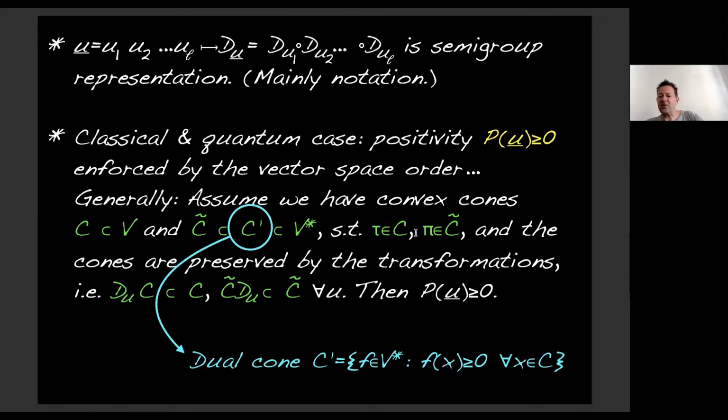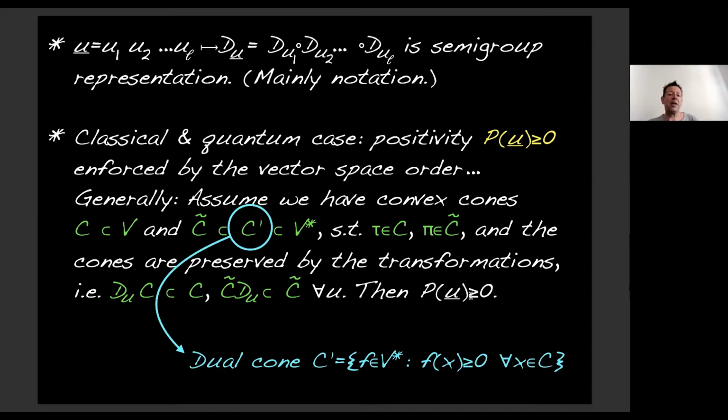Such that tau is an element of C and pi is an element of C tilde, and the cones are preserved by the transformation. In fact, what's this cone in the quantum mechanical case? This is the cone of positive semi-definite matrices. So the state space, the density matrices, is a subset of those. The observables are another subset of that. It's built in by definition, because we say we want the transformation to be completely positive. In particular, it preserves the positive cone, the positive semi-definite cone. And by this duality, by this definition down here, the probability law will be given by positive numbers.